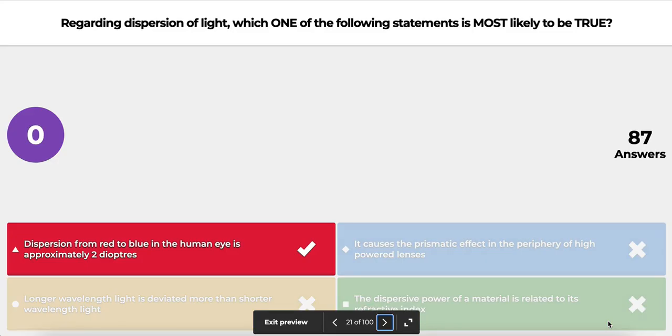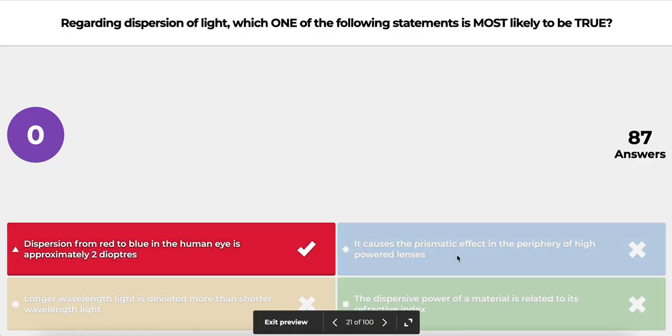Yes, the first one will be the correct answer. So the dispersion of light is a character in which there is a breaking down of the white light into color components, and this occurs at the human eye due to the prismatic effect of the ocular media like the lens and the cornea. So they will be dispersed between the blue and red color, and this dispersion will be over a distance of 2 diopters.